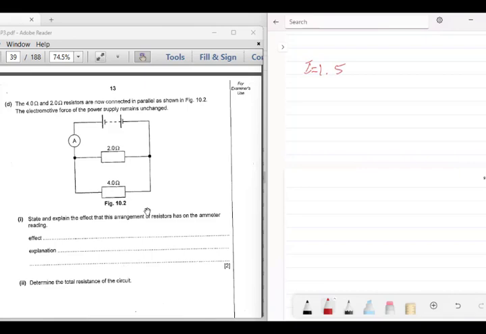Now when they are in series, remember the total resistance was 6. For this one, it will be much less than this. Actually, it will be less than 2. Let's quickly calculate it. Sometimes you just have to calculate. But the effect, the ammeter reading will go up. Let's see why. RT is equal to the product over the sum, 8. What do we get? 12 divided by 8.